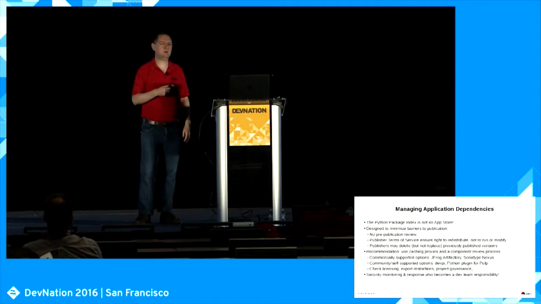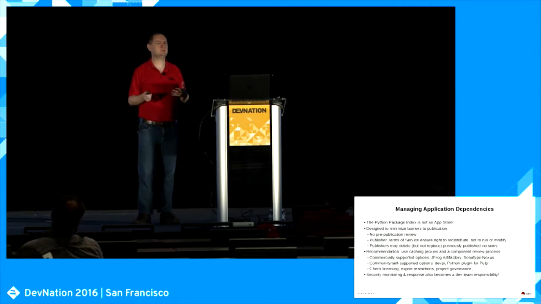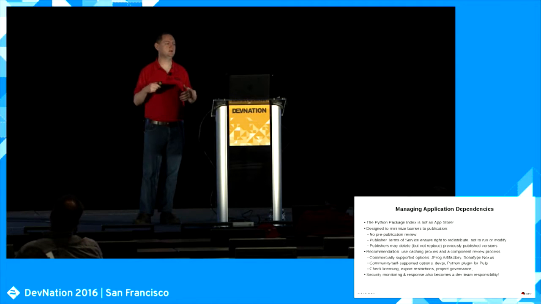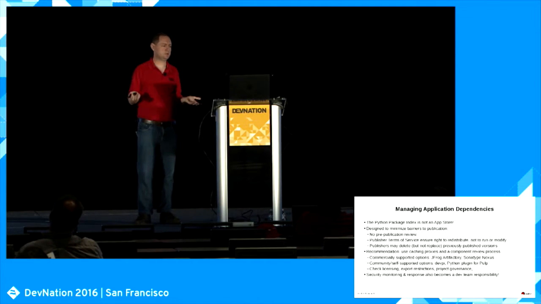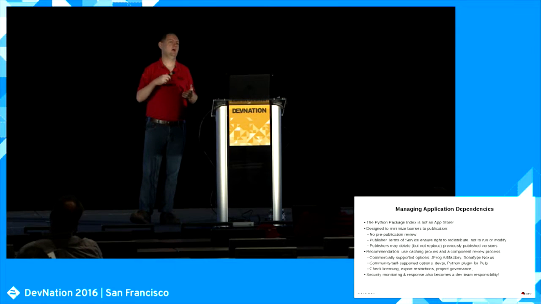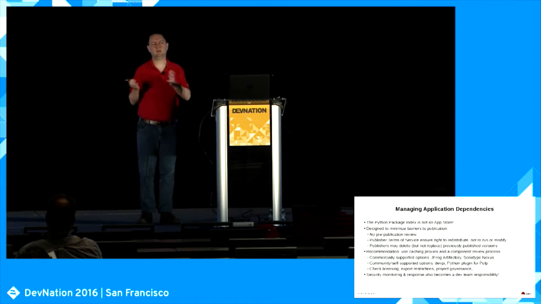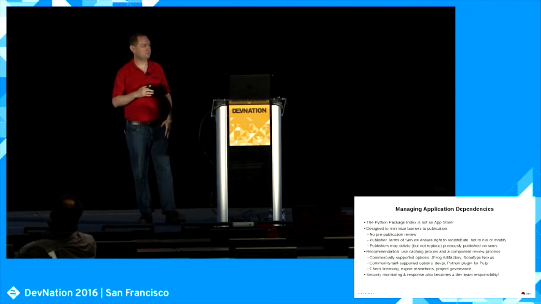And so the things you may want to check in a component review process, you want to check the licensing. If you're an exporter that transfers software internationally, you want to check your export restrictions. And you may want to check things like project governance, how a change is made to the project, who has access to it, all this sort of stuff.